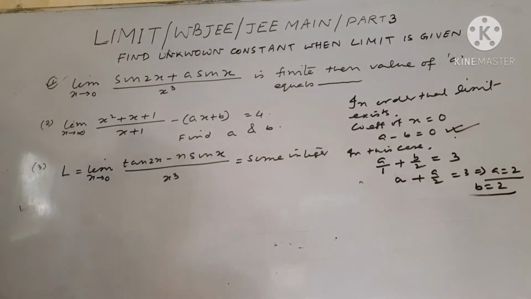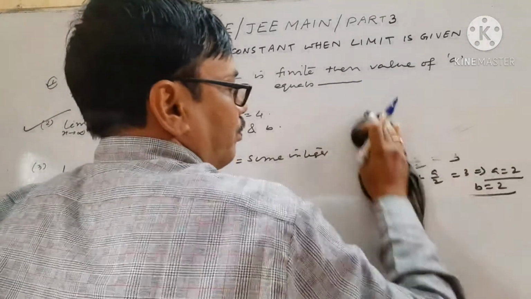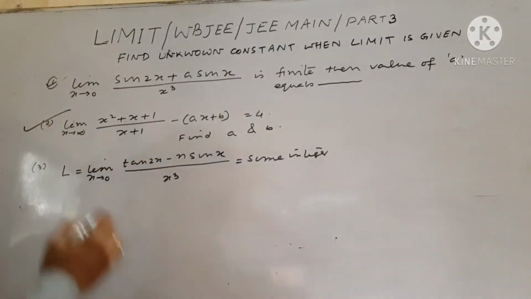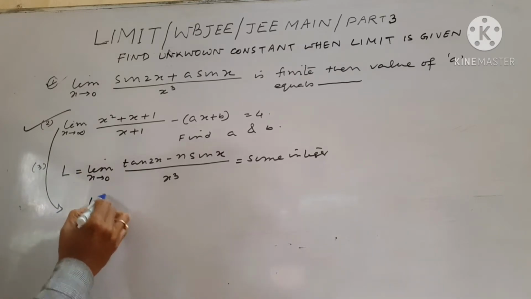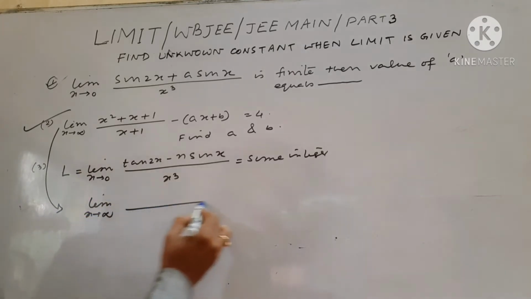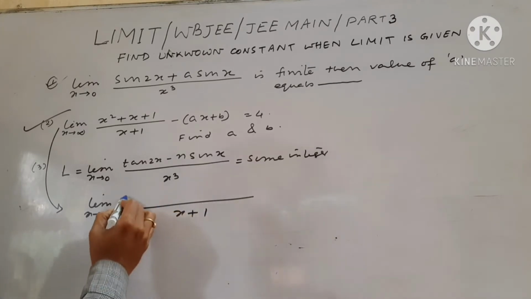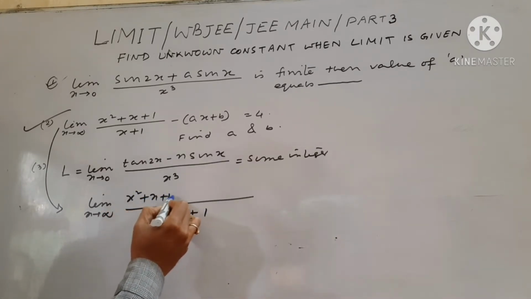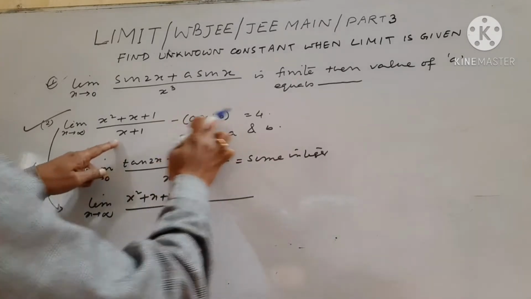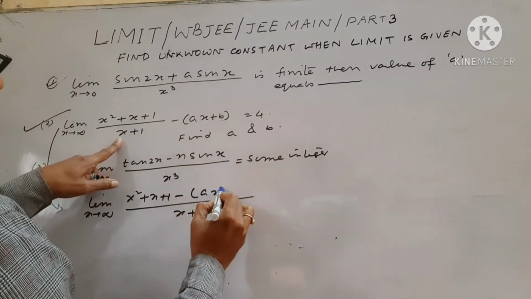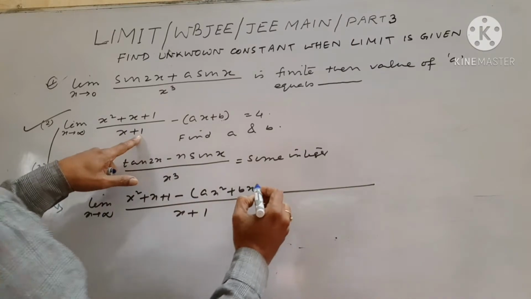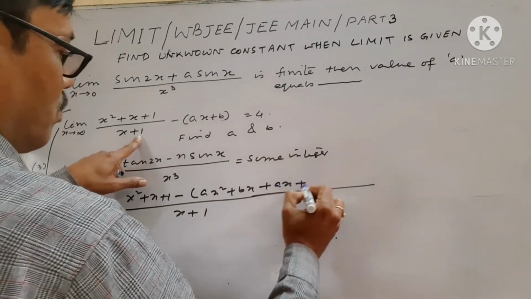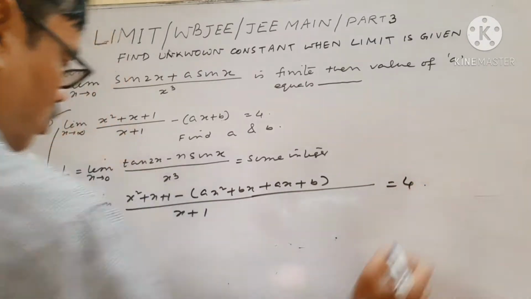Next, problem number 2. Same type of problem. So, problem number 2. Limit x tends to infinity. x plus 1 is the LCM. x square plus x plus 1 minus (ax plus b) into (x plus 1). So ax square plus bx plus ax plus b equals 4.